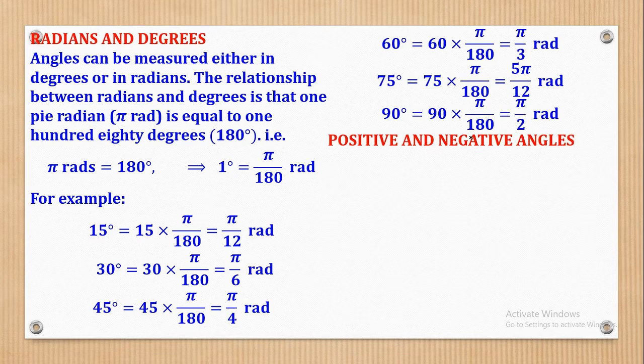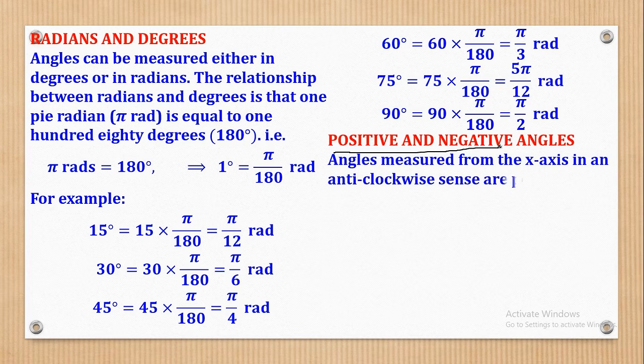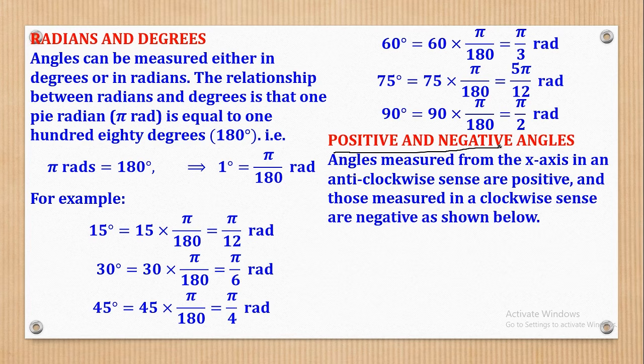So those are some of the angles, but what I wanted you to realize is to know how to convert from degrees to radians. Now we shall go to positive and negative angles. Some angles are negative and other angles are positive. So how do you know that this angle will be negative and this angle will be positive? For you to know, it depends on the sense at which you measure the angle.